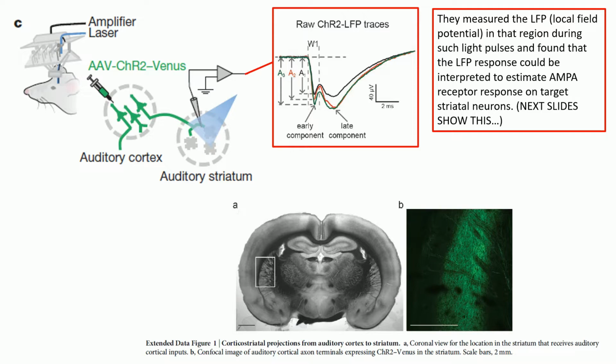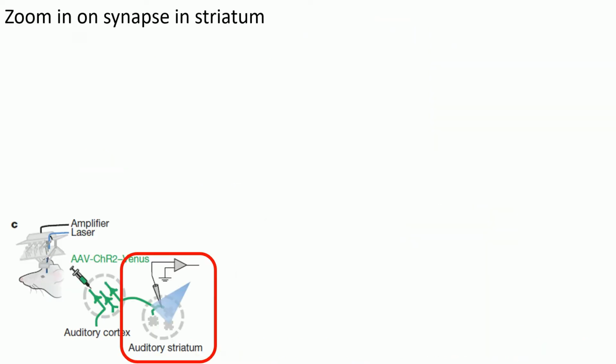Using an implanted electrode, they measured the local field potential response to these optogenetic light pulses. They found that this local field potential response could be interpreted to measure the strengthening of synapses due to learning. The next slides show how this works.